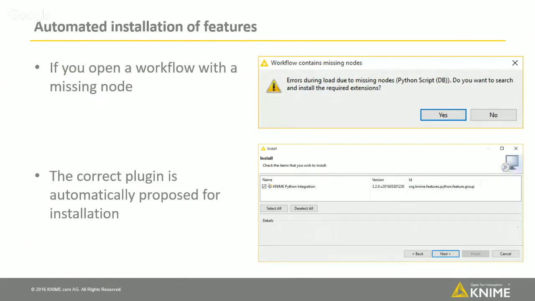We also have the automated installation of features. If you open a workflow with a missing node, then we'll flag up that there's a node missing. And if you want to, we can propose the correct package for you to install. If you choose yes, you'll see here that there was a Python script node missing and the Python integration is suggested to be installed.